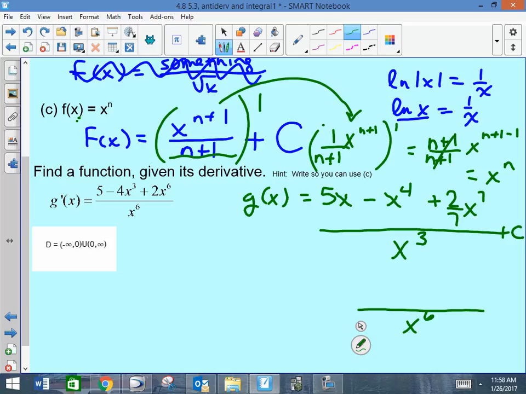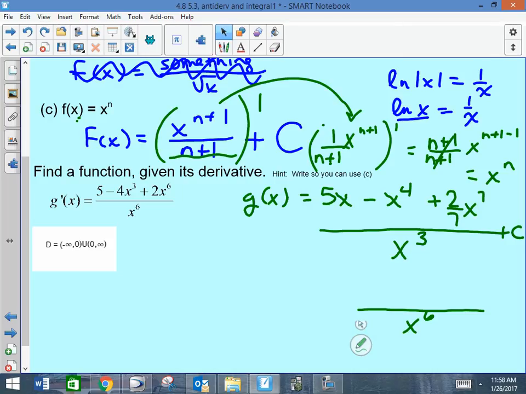Okay, so we know that doesn't work because the whole quotient rule doesn't work. But I got it close. Okay, you didn't take my hint. Right, so that you can use the power rule. That's what C is, power rule. For antiderivatives this time. Remember we had the power rule for derivatives, now we have the power rule for antiderivatives.